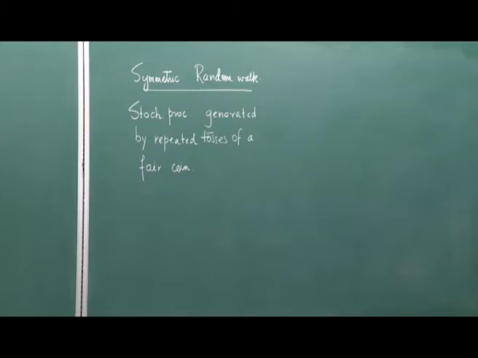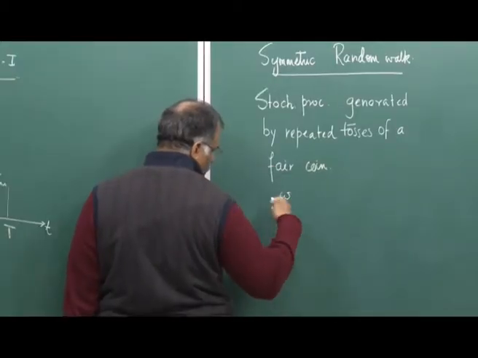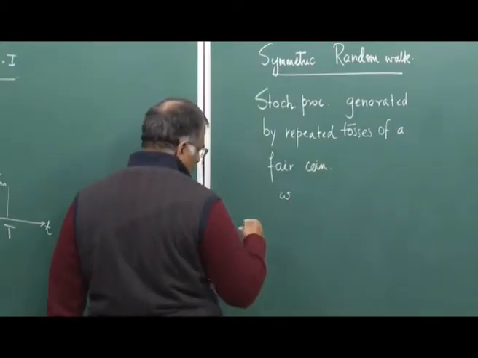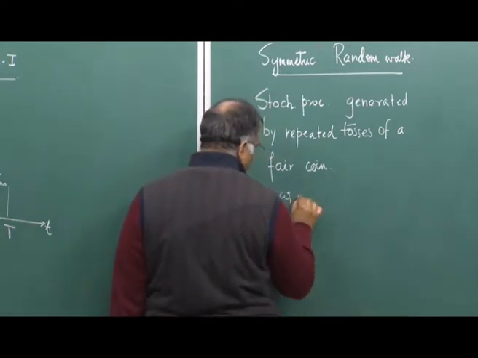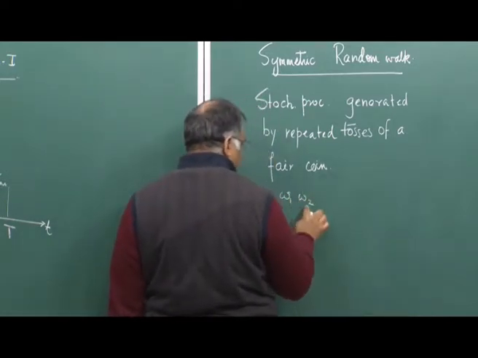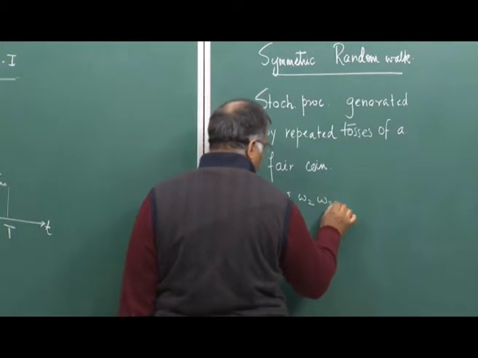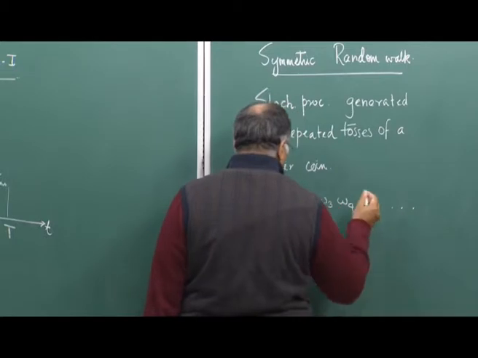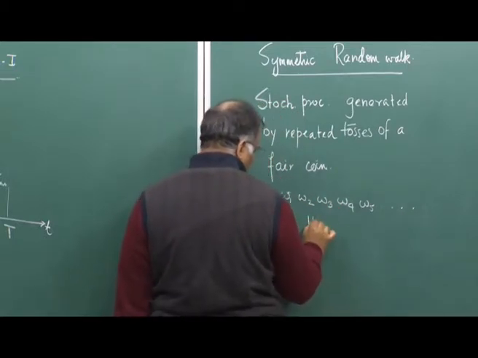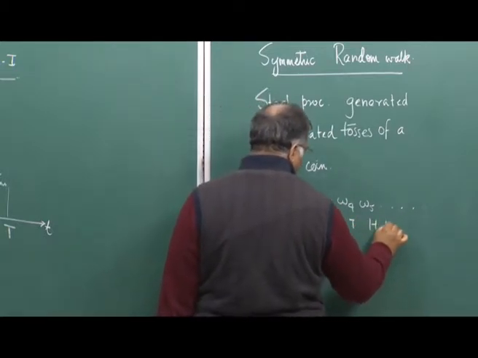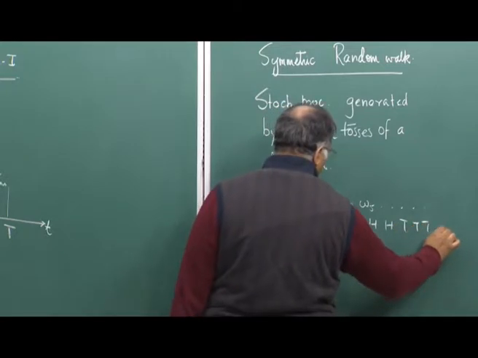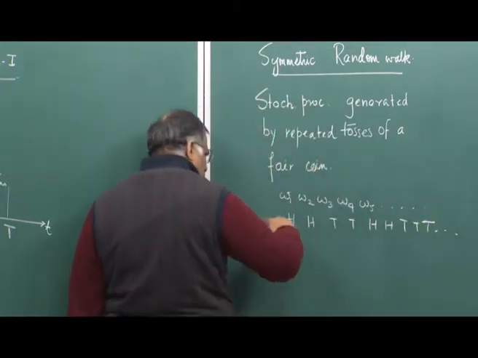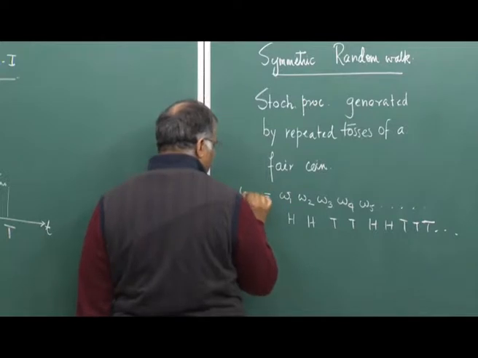You start tossing the coin repeatedly: omega 1, omega 2, where omega 1 is either head or tail, then omega 3, omega 4, omega 5 and so on and so forth. Suppose you have head, head, tail, tail, head, head, head, tail, tail, tail and it goes on. This is one particular scenario that has evolved.